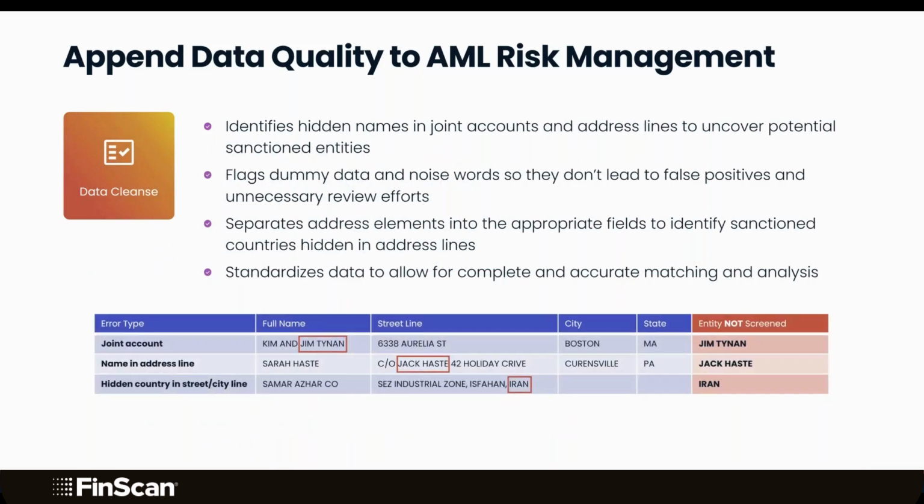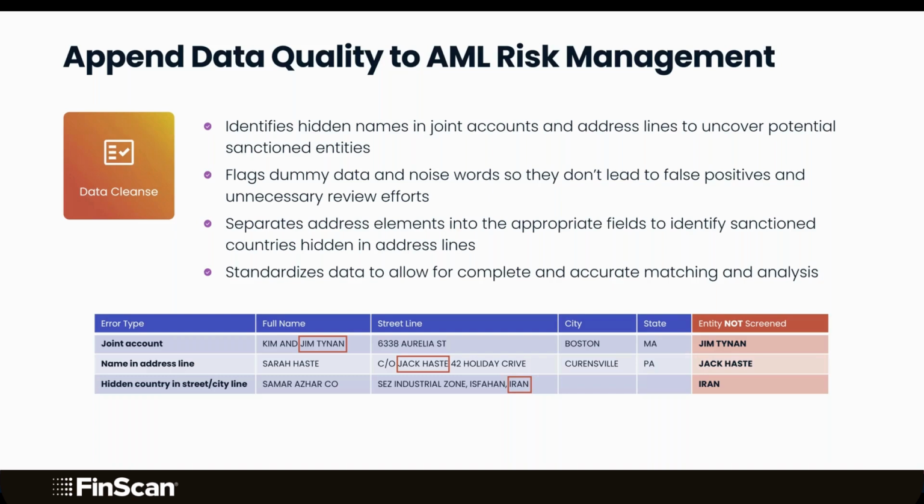And when you're looking at appending data quality tools, data cleansing is then logically the next step. Once we've identified what issues we actually might have, we can now start putting in place steps and technologies to fix said issues. So whether you know that you've got things such as embedded names in address lines or very closely related to joint account names. So we've got Kim and Jim Tynan and Sarah Haste courtesy of or care of Jack Haste. Or whether you've got, and this goes back to one of the enforcement examples earlier on, you've got Iran as part of a string of text in the street line.